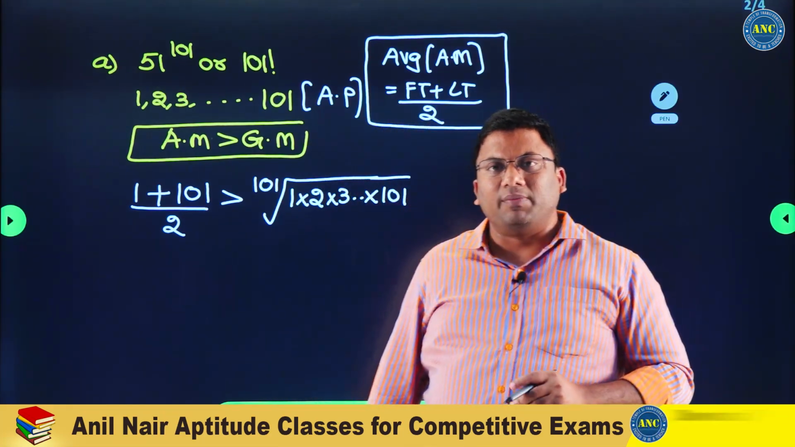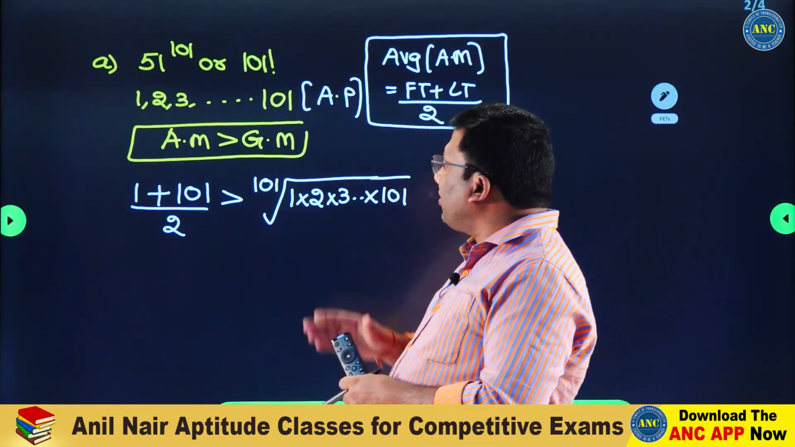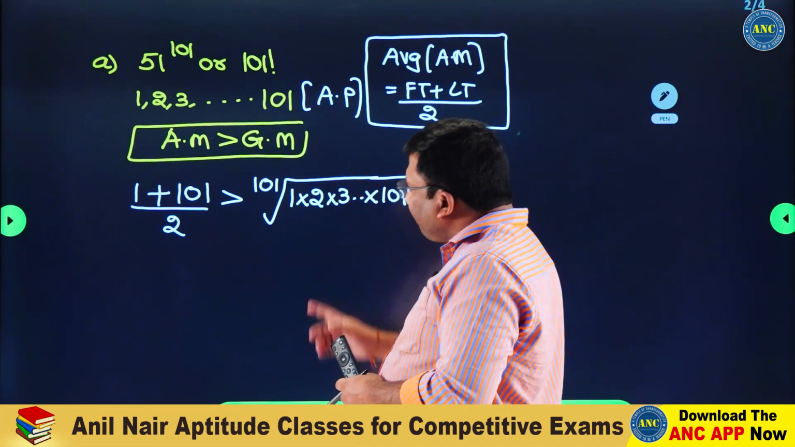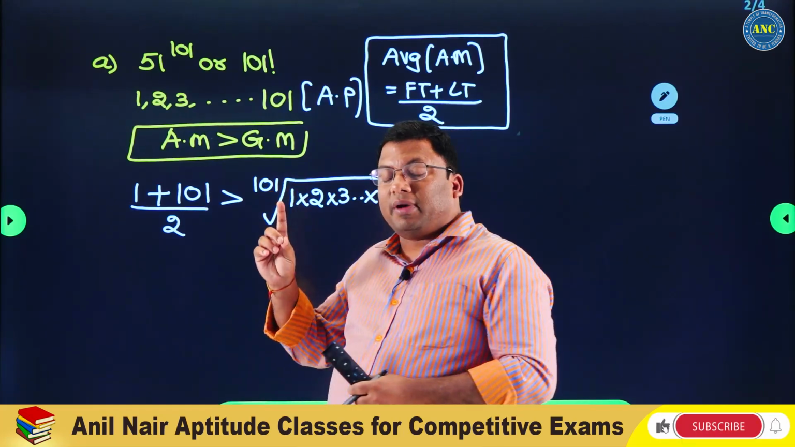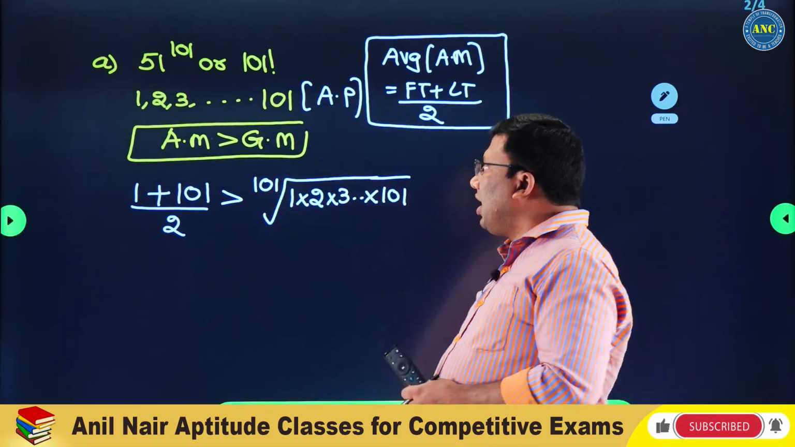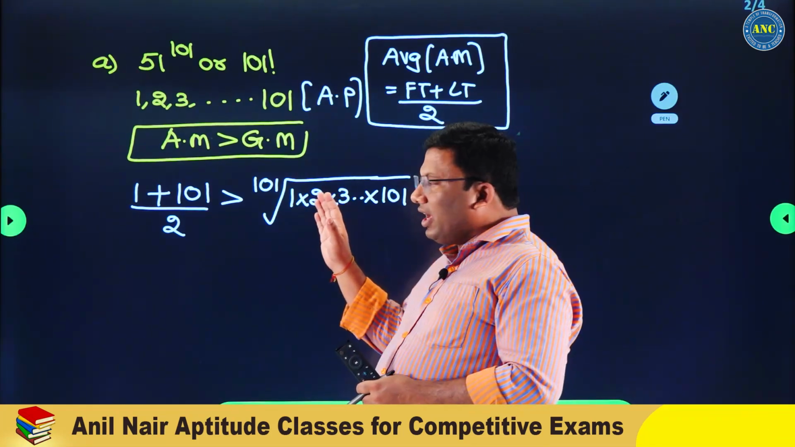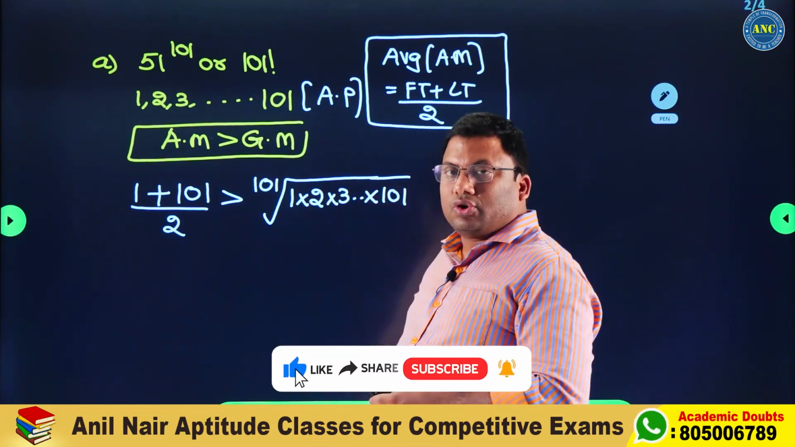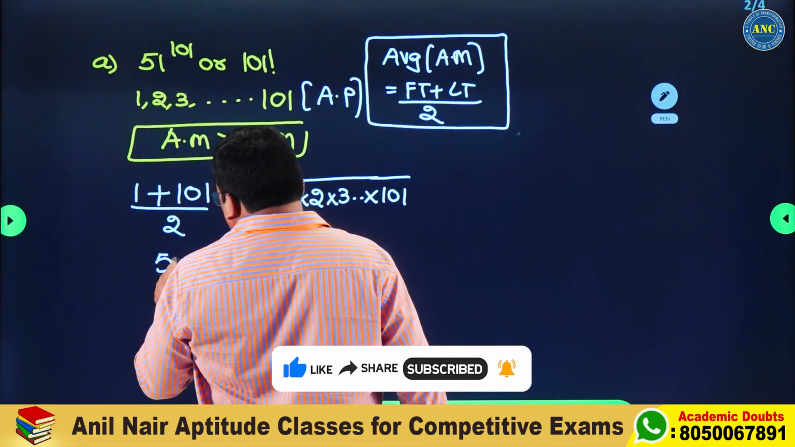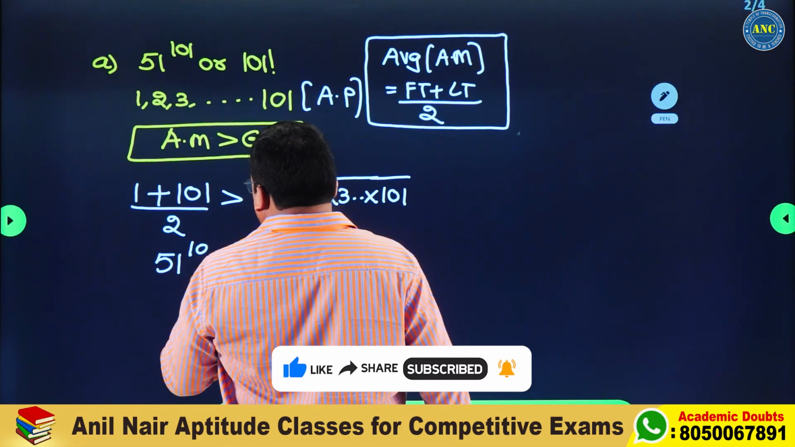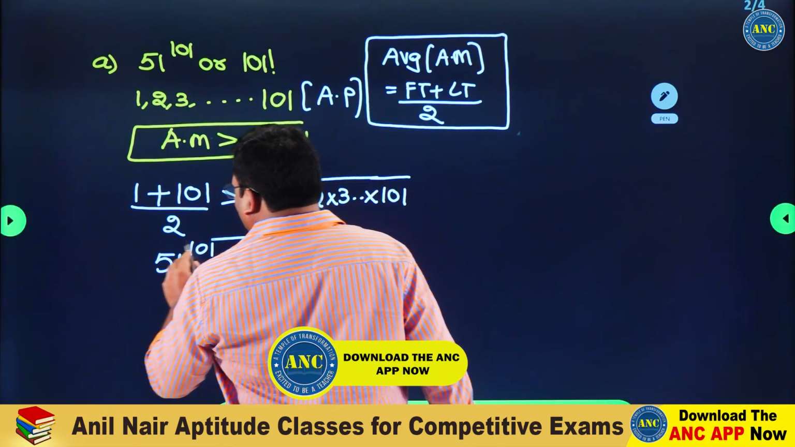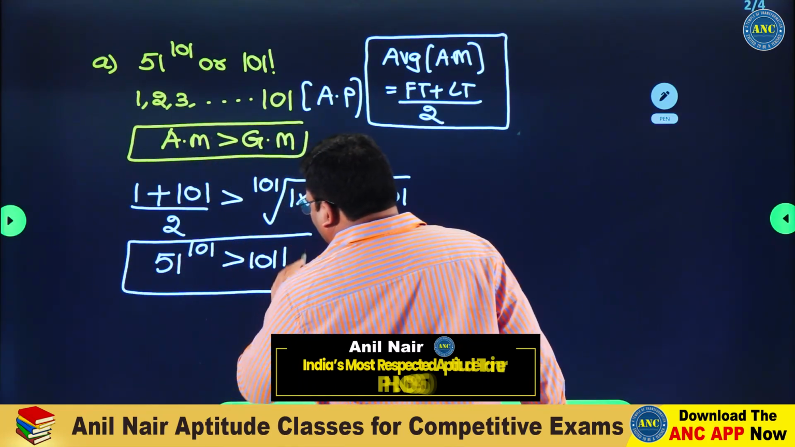AM greater than GM. AM is given by first term plus last term by 2, that is 1 plus 101 by 2. GM is given by, if n terms are there, the nth root of the product. 101 terms are there, so it is the 101th root of 1 into 2 into 3 till 101. 102 by 2 is 51. So 51 power 101 is greater than 101 factorial. Very beautiful way of solving the question.